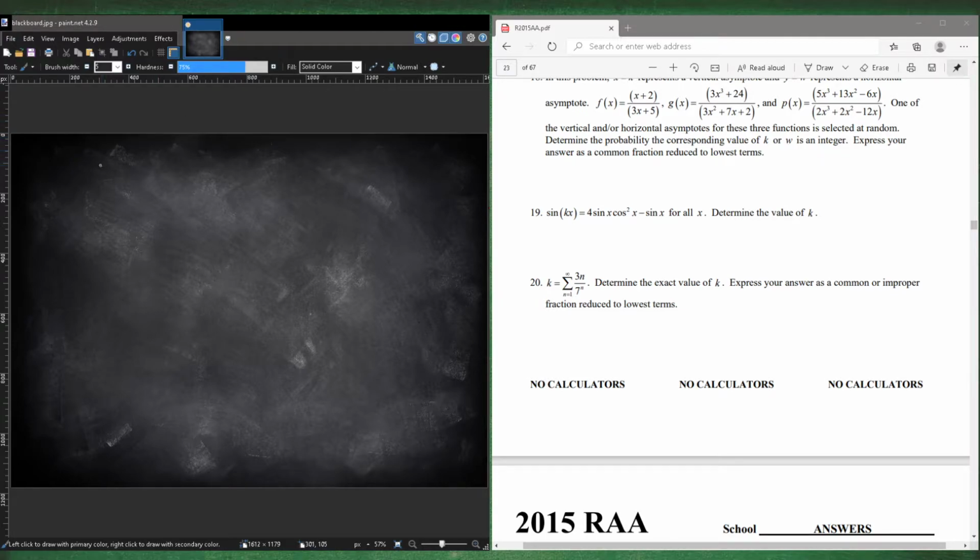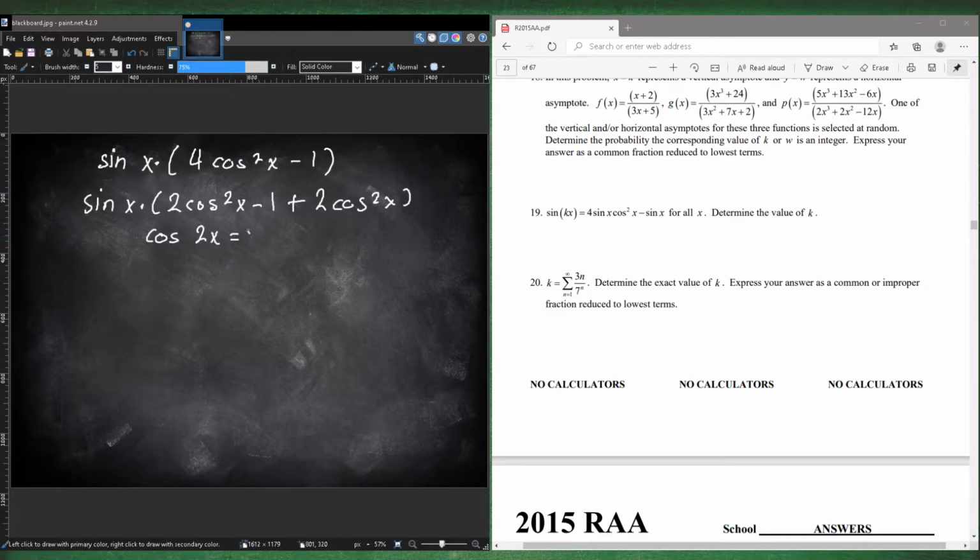So basically, we could just factor out our sine of x first, and we're left with 4 cosine squared of x minus 1. From here, I'm going to split this up as 2 cosine squared of x minus 1, plus 2 cosine squared of x. So I just split my 4 cosine squared of x in half. The reason I did this is because I know the double angle for cosine: cosine of 2x is equal to 2 cosine squared x minus 1, which is this right here. So that means it's sine of x times cosine of 2x plus 2 cosine squared of x.